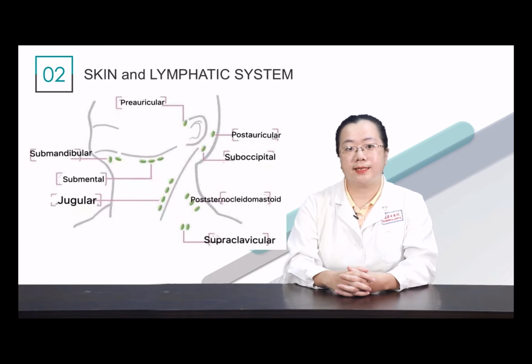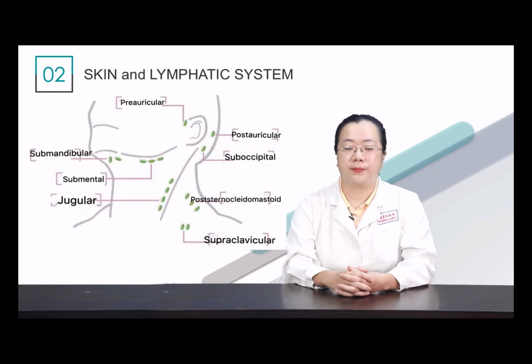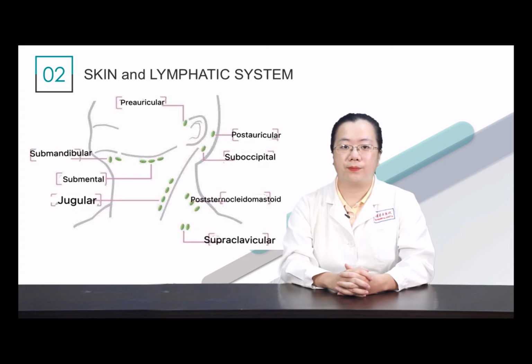Preauricular, which is slightly in front of the tragus of the pinna. Postauricular, which is behind the pinna on the mastoid process. Suboccipital, which is in the midline under the occiput on either side. Submandibular, which is under the jaw near its angle. Submental, which is under the chin in the midline and on either side.